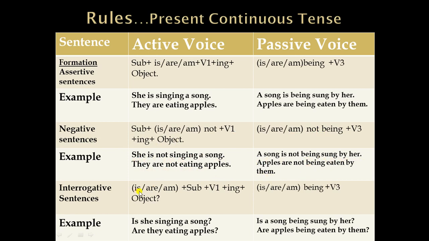And in interrogative sentences, in questions, is or am comes at the beginning of the sentence. In active voice, the same happens. In passive voice, is or am comes at the beginning of the sentence. Look at this example. Is she singing a song? This becomes: Is a song being sung by her? Are they eating apples? Becomes: Are apples being eaten by them?